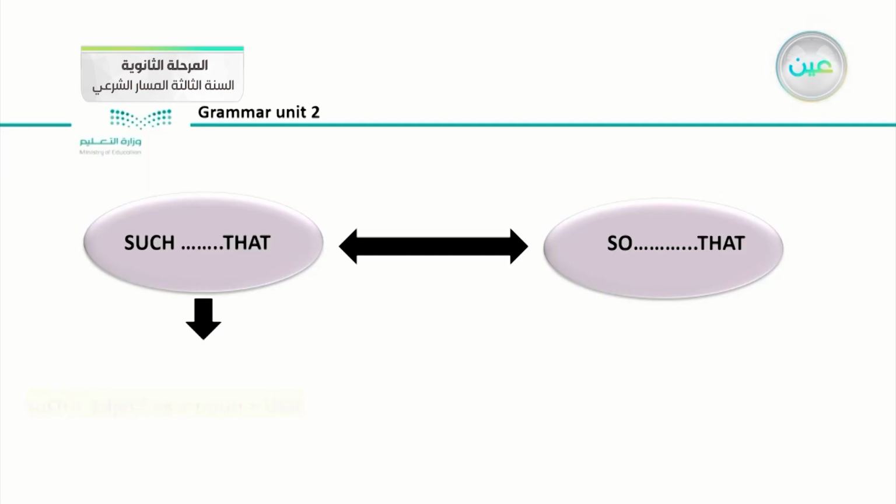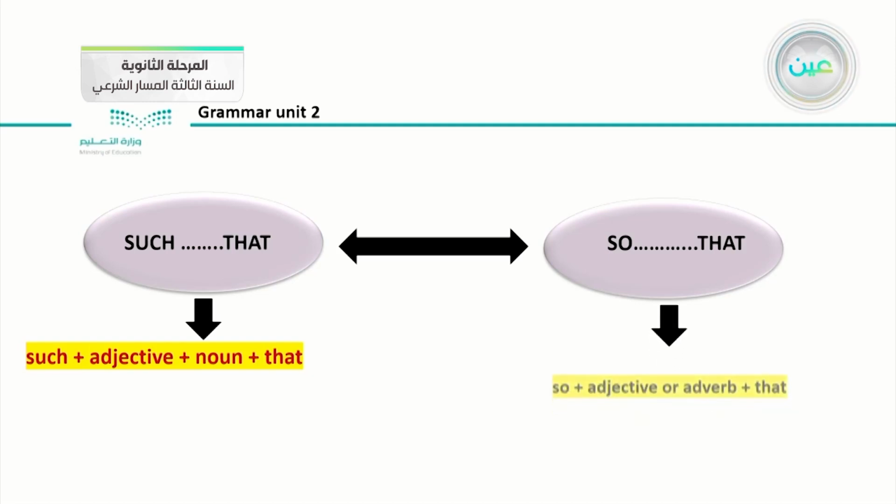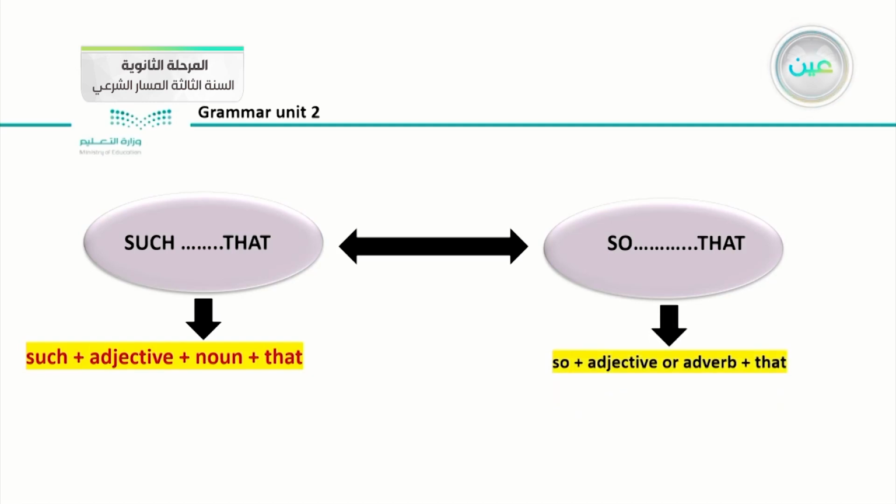At first, the structure of "such that" is: we put such plus adjective, then we fit a noun, then that. This means that we can give a cause and result in the sentence. And what about "so that", miss? We can use so plus adjective or adverb plus that. If you notice here, there is a different situation between them.